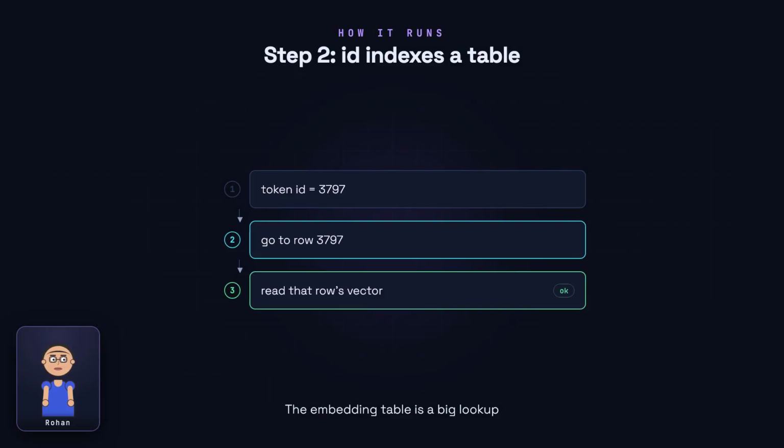Here's the mechanism. The model holds a giant table, one row per token in the vocabulary. To embed a token, you simply take its ID and look up that row. Row 3797 is a list of numbers, the vector for cat. No calculation, just a lookup, but the numbers in that row are learned.